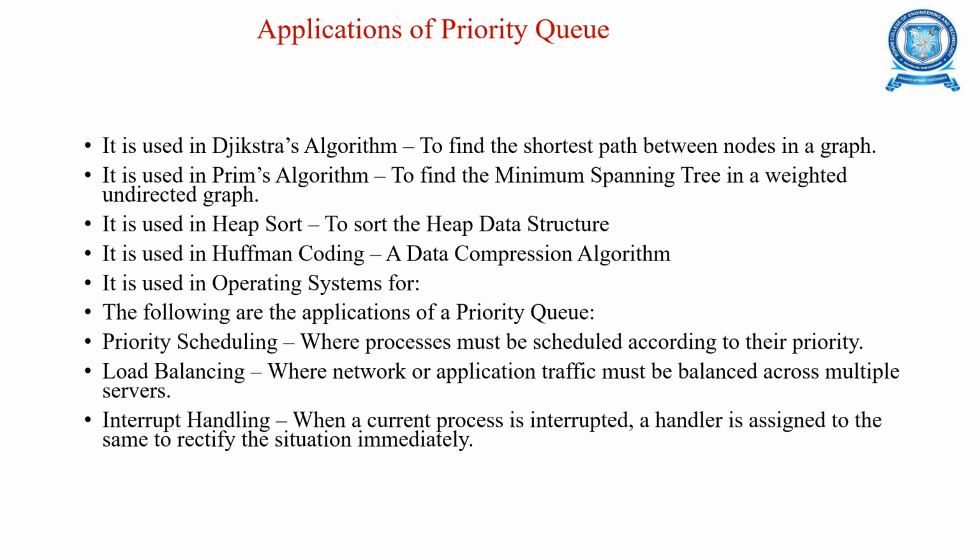Applications of priority queue. The main applications are in Dijkstra's algorithm, to find the shortest path between nodes in a graph; Prim's algorithm, to find the minimum spanning tree in a weighted undirected graph; and heap sort, to sort the heap data structure. It is also used in operating systems for priority scheduling, load balancing, and interrupt handling processes.